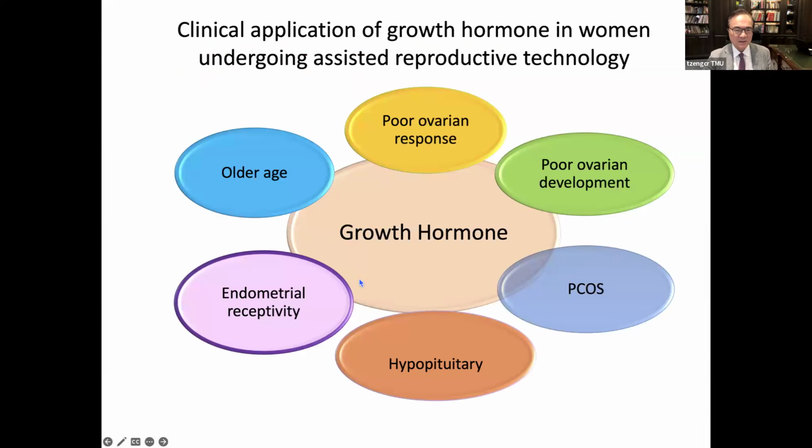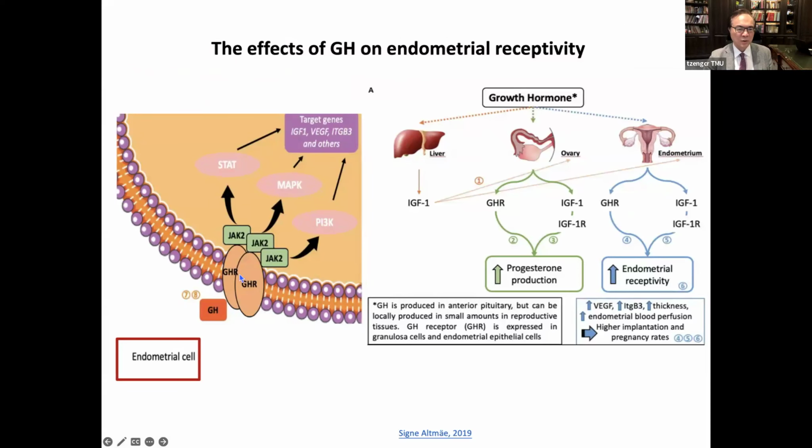Then we'd like to discuss how about the endometrial receptivity when patients receive this GH treatment. The growth hormone can act on the endometrial cells, as you can see here. So the growth hormone not only acts on the ovary, it also plays an important role in endometrium function. As you can see, the endometrial receptivity also improves by enhancement, increase of the VEGF production, alpha V beta 3 production, the thickness, and also the blood flow of the endometrium. So all these functions can improve the implantation and the pregnancy rate.